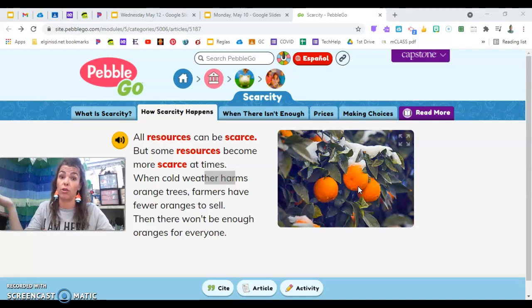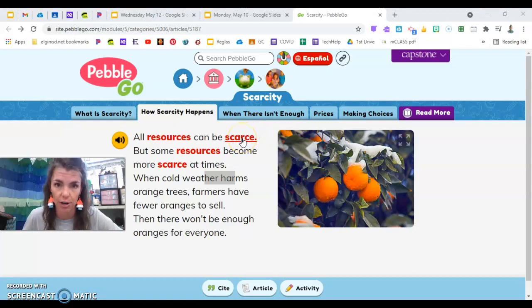Other things could hurt the orange tree. Maybe a tornado, lots of wind, those hailstorms that came to Elgin and hurt our cars. Those things could damage the plants. So if that happens, then we're not going to have enough of our vegetables and fruits. This happens sometimes because the weather is wacky.